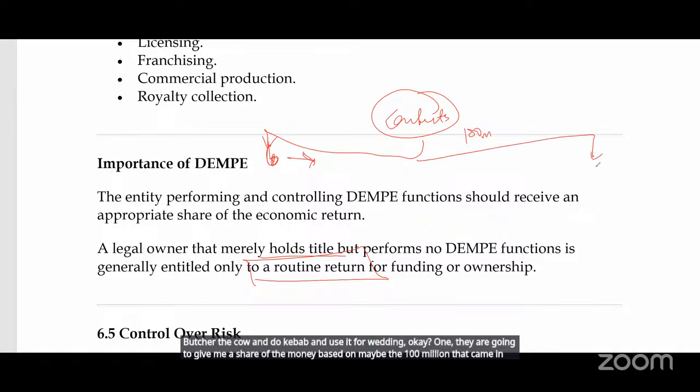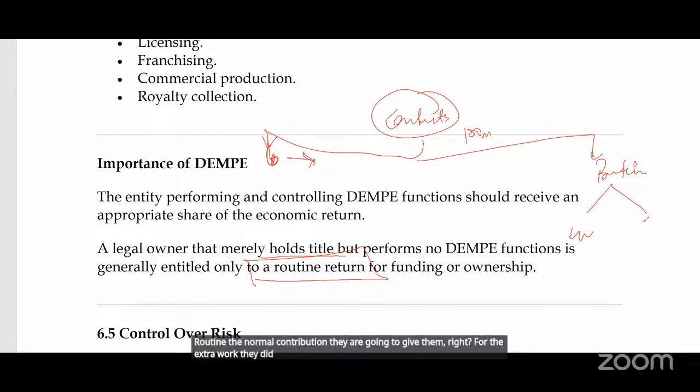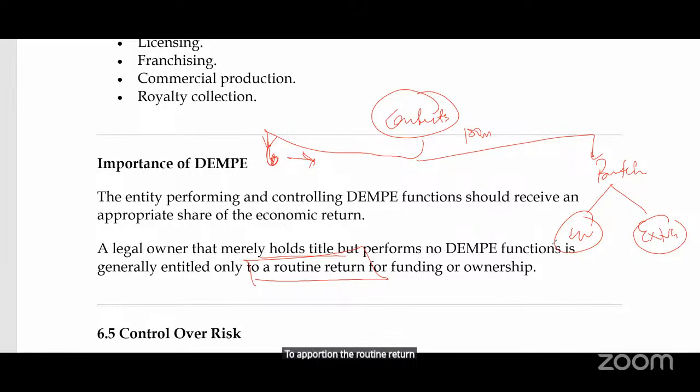But then the people who did the butchering and the packaging and those things, apart from the routine, the normal contribution they are going to give them, for the extra work they did, are you getting it? Which is the DEMPI, they should get something extra. Do you get it? And this is where the profit split comes in. So unique intangibles require you to use the profit split method. And I'll teach you how to apportion the routine return and the residual contribution. Do you understand? I hope it makes sense.